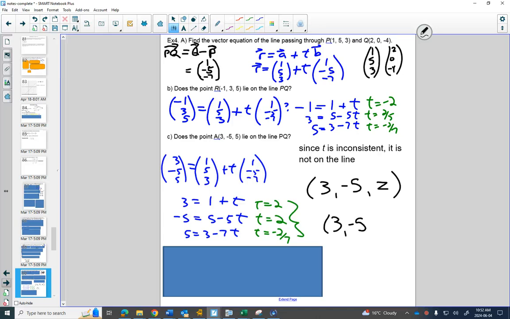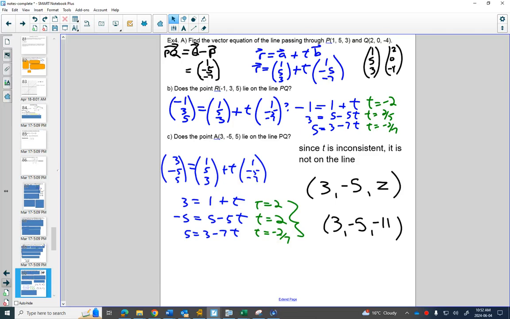This point is on the line. Sorry, you got it there? -11. Right? And this is as easy as just putting the 2 in for t. What is 3 plus -14? -11. So if you had the point 3, -5, -11, it would be on the line. But both of the ones that we tried, and you have to check all 3, the t value has to work for all of them. So once again, if the t is inconsistent, then it's not going to be on the line. Awesome.